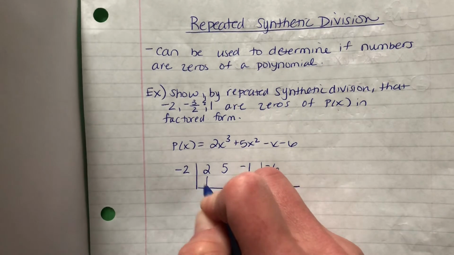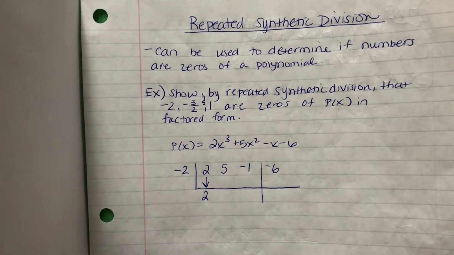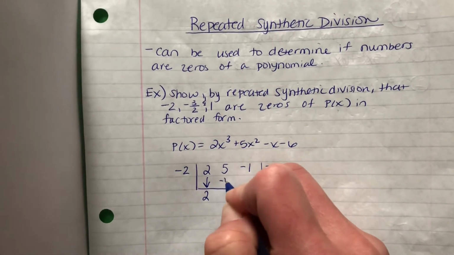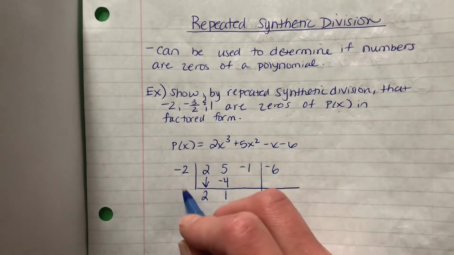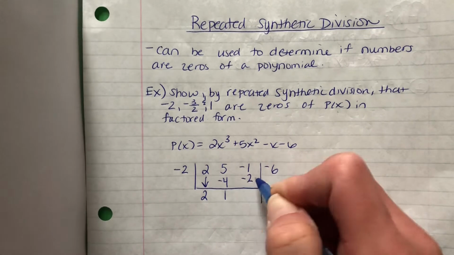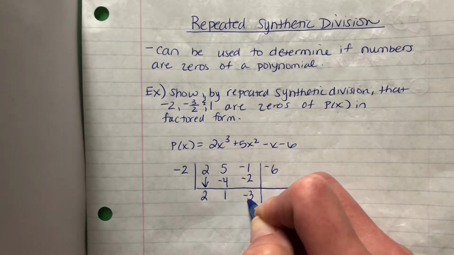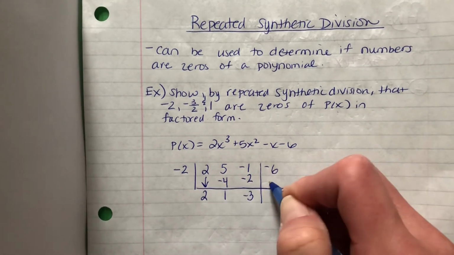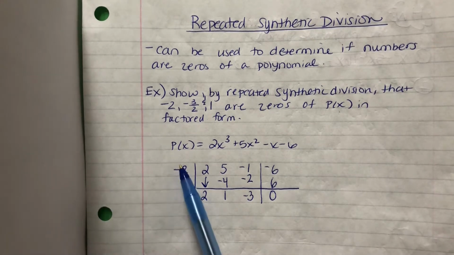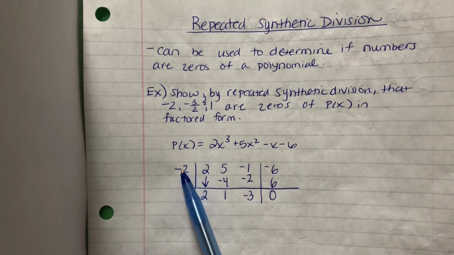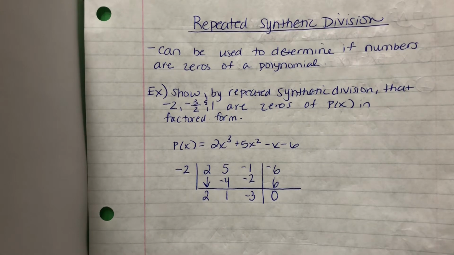So we bring down the first term. We multiply, we add, and feel free again to stop the video at this point and just do the synthetic division on your own and then check back with me when you're done to see if you're right. So -2 times 1 is -2, add up to -3. -2 and -3 add up to 6, and we get a remainder of 0. So since we get a remainder of 0, it's telling me that this root evenly divides into the polynomial, which means it's definitely a root.